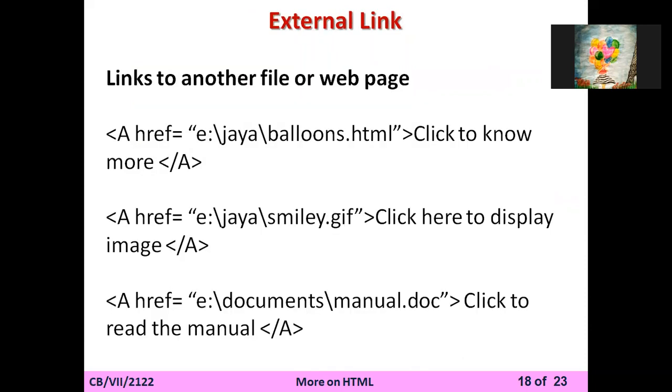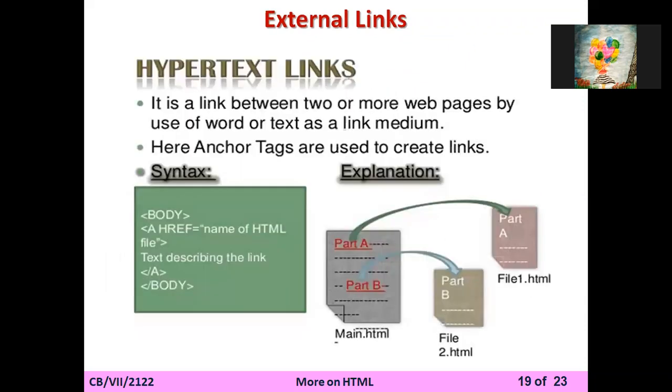First is the external link. External link means whenever you create a link, it will open a new web page, not on the same web page. It will be redirected to another web page whenever you click on the link. You can use any HTML file, any document, any image, text, etc. You can use anything for the link. Next, we also learn the image link also.